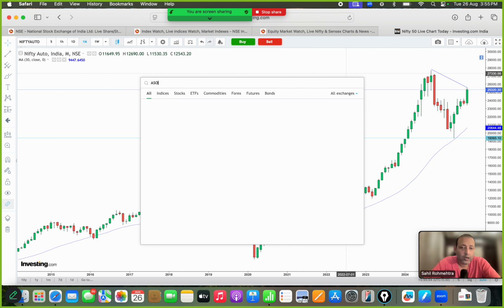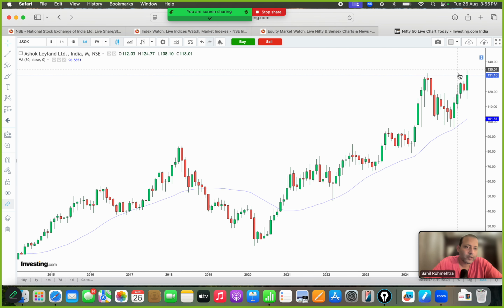The index is trading significantly below its previous high. We are of course bullish, but when it comes to Ashok Leyland, we see that it is trading at or equal to its all-time high. So obviously Ashok Leyland becomes stronger than the index. And as a value trader, as a momentum trader, I am going to filter in Ashok Leyland.